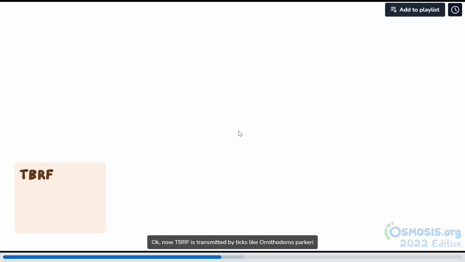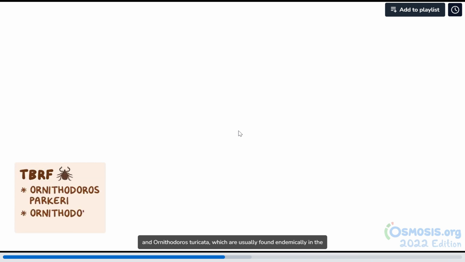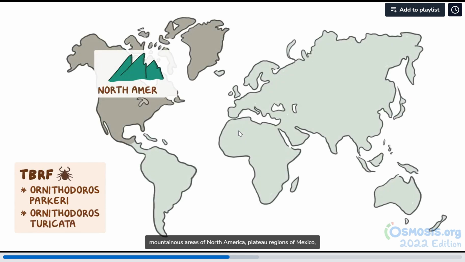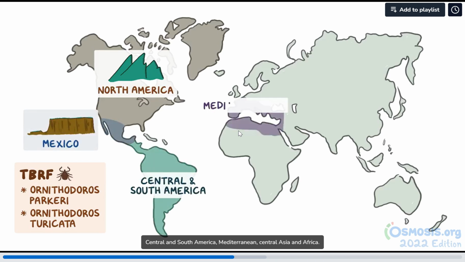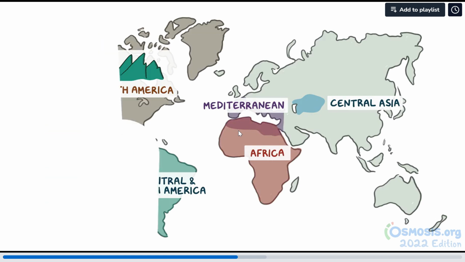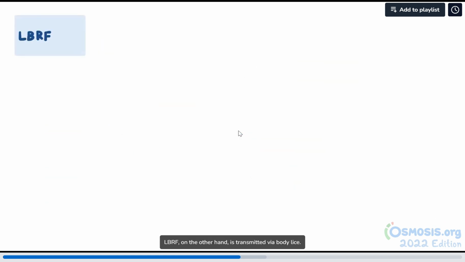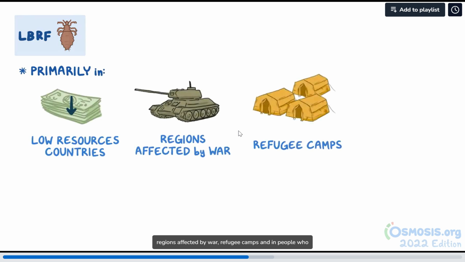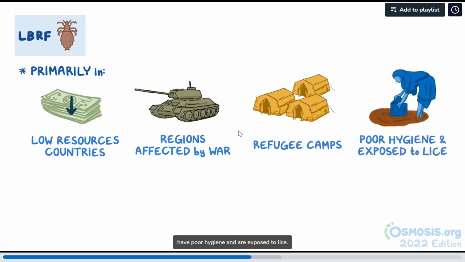Okay, now TBRF is transmitted by ticks like Ornithodoros parkeri and Ornithodoros turricata, which are usually found endemically in the mountainous areas of North America, plateau regions of Mexico, Central and South America, Mediterranean, Central Asia, and Africa. LBRF, on the other hand, is transmitted via body lice. LBRF is primarily seen in low-resource countries, regions affected by war, refugee camps, and in people who have poor hygiene and are exposed to lice.